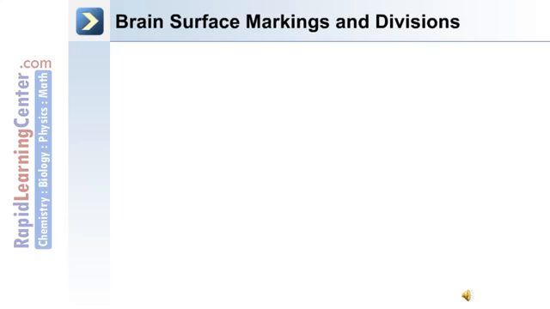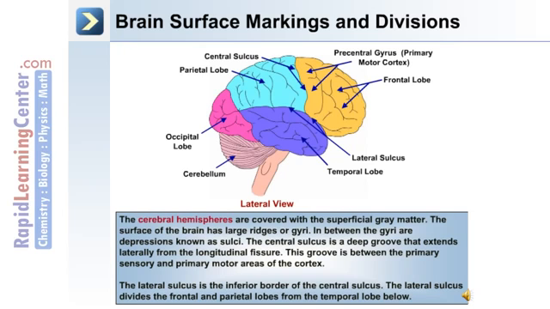The brain's surface markings and divisions. As shown in this lateral view, the central sulcus separates the frontal lobe from the parietal lobe. The lateral sulcus separates the parietal lobe from the temporal lobe. The cerebral hemispheres are covered with superficial gray matter. The surface of the brain has large ridges or gyri. In between the gyri are depressions known as sulci. The groove between the primary sensory and the primary motor areas of the cortex is the central sulcus.